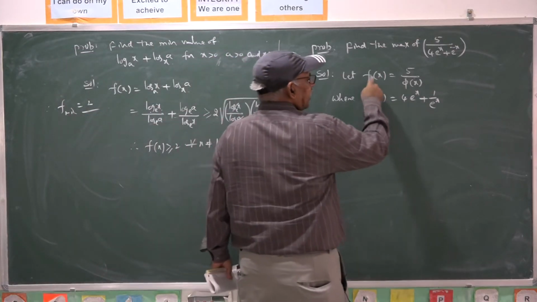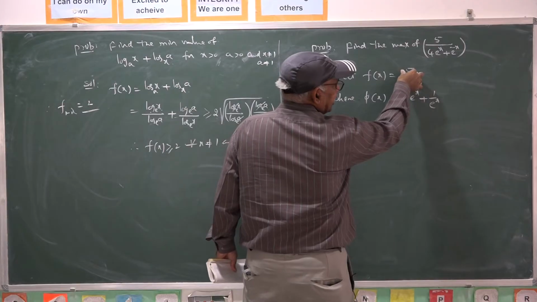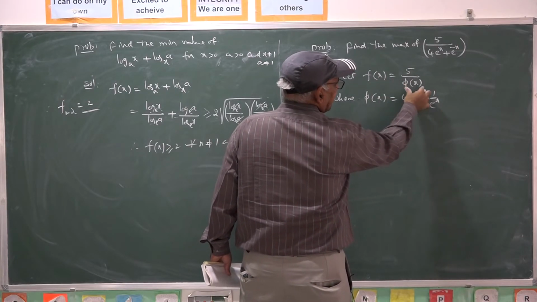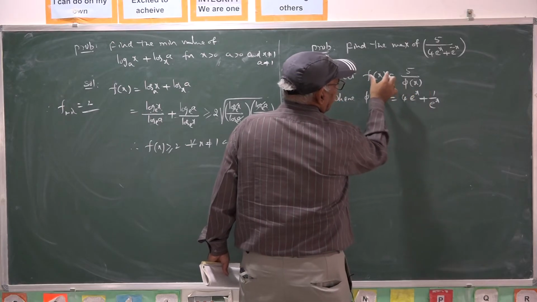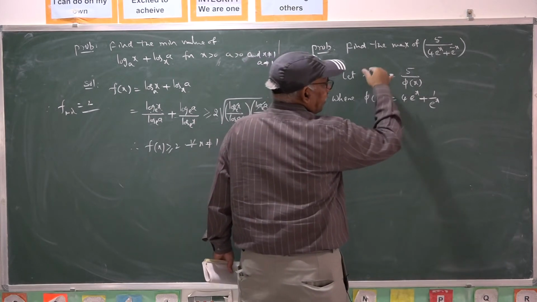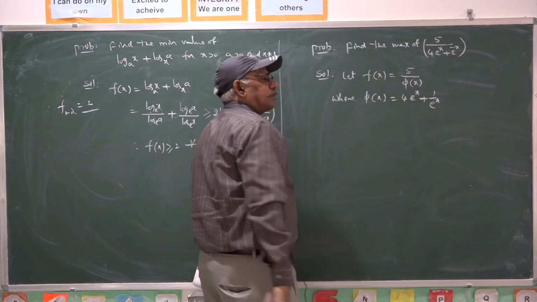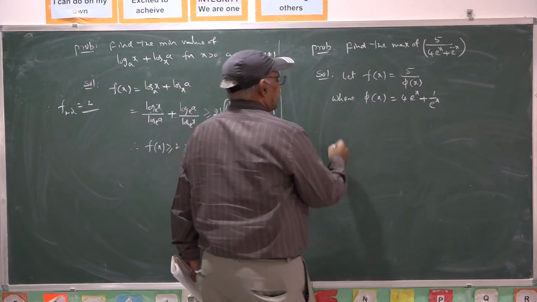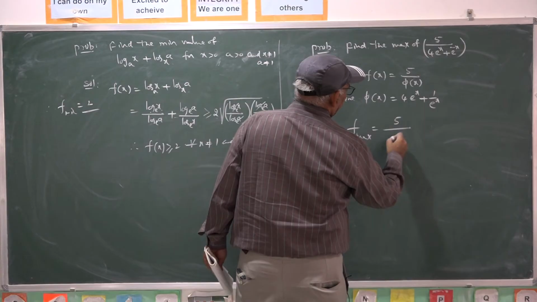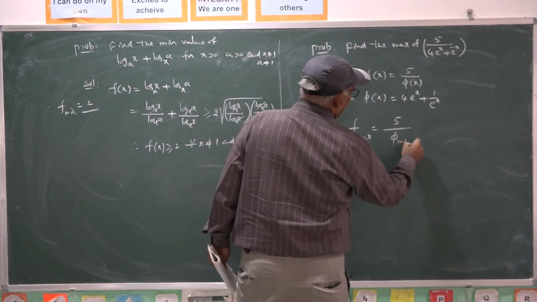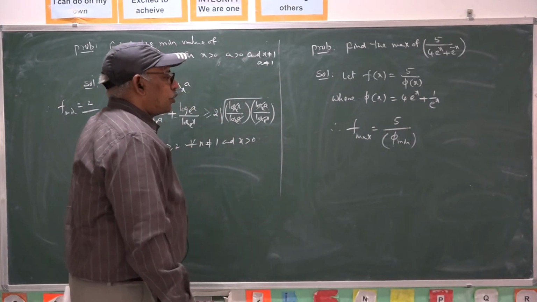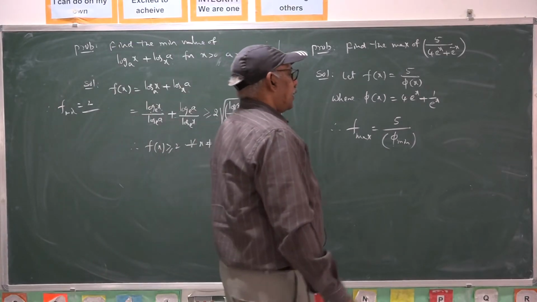f takes maximum whenever, since the numerator is constant, the maximum value of f depends on only g(x). So, f is maximum whenever the denominator is minimum, and f is minimum whenever the denominator is maximum. So f maximum is 5 by g minimum. The minimum denominator is to be considered here to get the maximum of the total function.